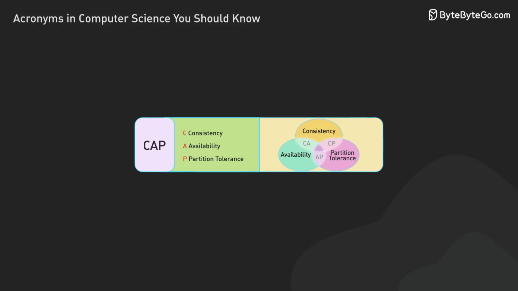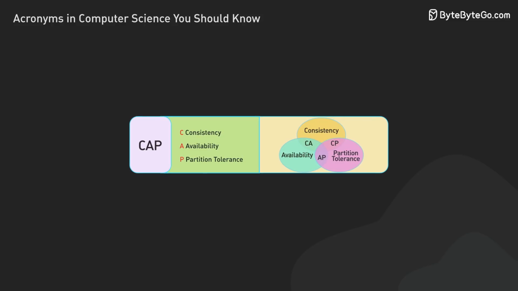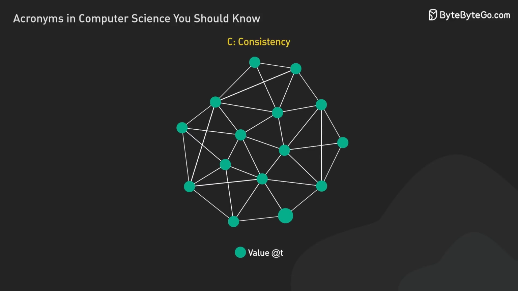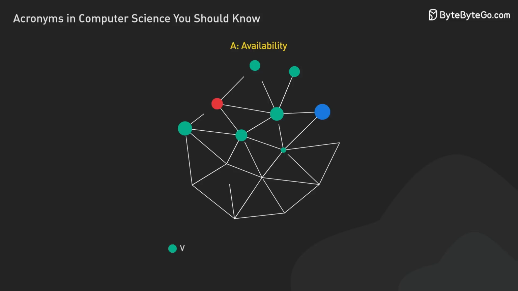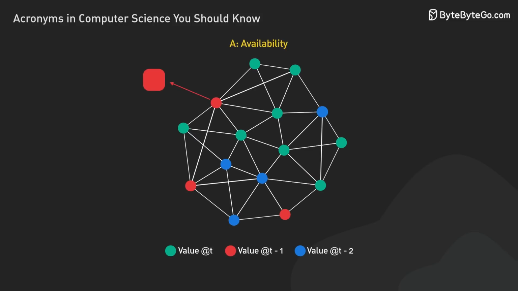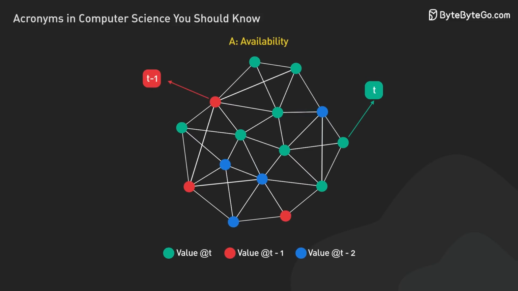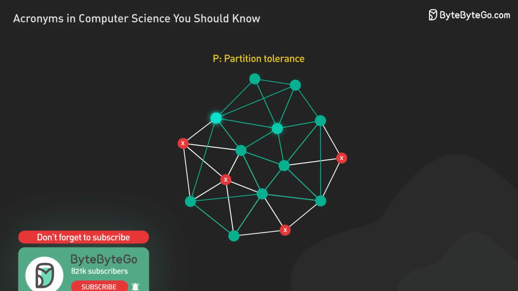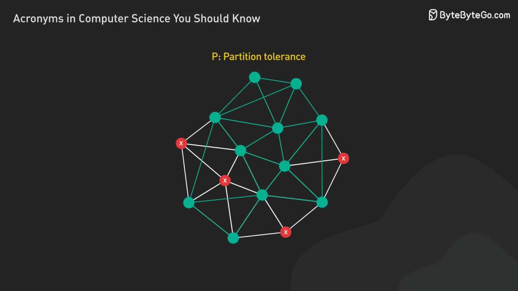these properties: consistency, availability, and partition tolerance. Consistency means every read gets the most recent write or returns an error. Availability ensures that every request gets a response, even if it's not the latest data. Partition tolerance means that the system stays operational even when there are network faults.